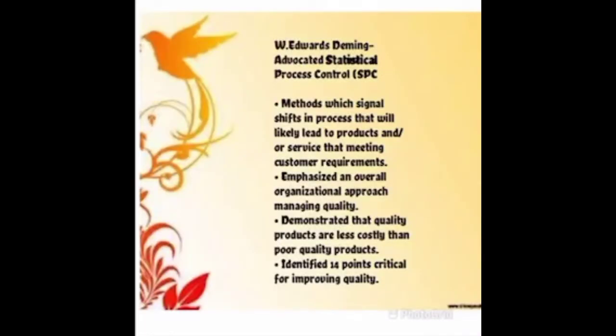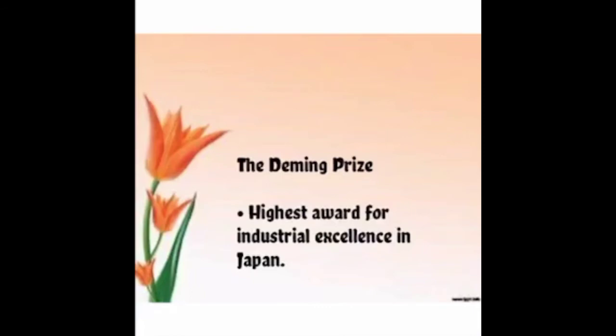W. Edward Deming advocated statistical process control, or SPC. It is a method which signals shifts in a process that will likely lead to products and/or services not meeting customers' requirements. He emphasized an overall organizational approach to managing quality, demonstrated that quality products are less costly than poor quality products, and identified four points critical for improving quality. Deming also got the highest award for industrial excellence in Japan.